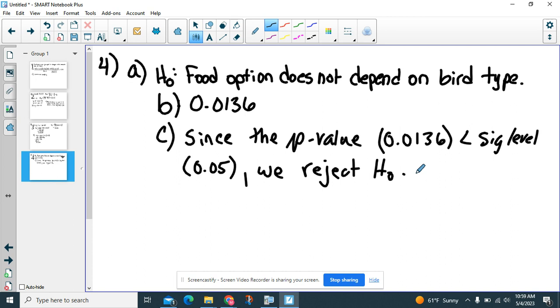All right, and that's all it asked, right? It didn't ask to say anything within the context of the problem. It literally just said, are we accepting or rejecting the null hypothesis? In this case, we are rejecting. And that is it for number 4.